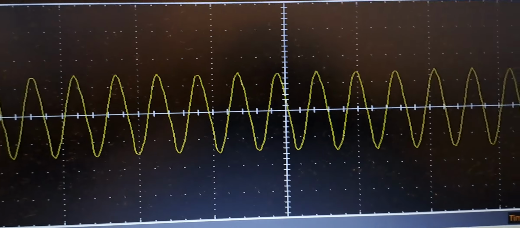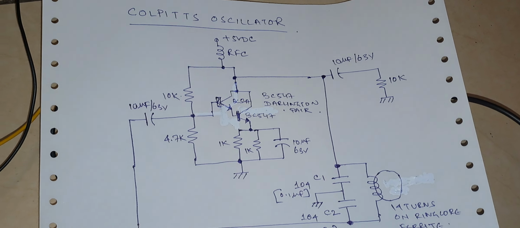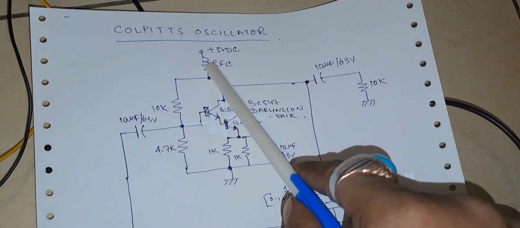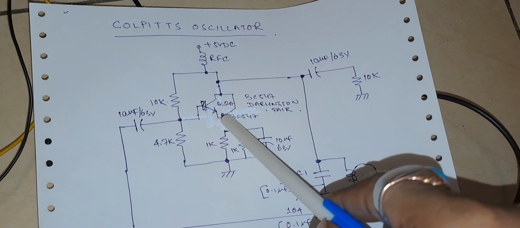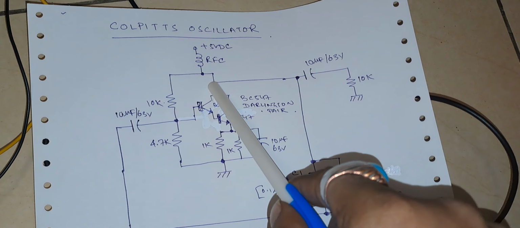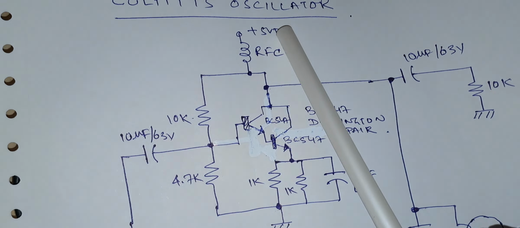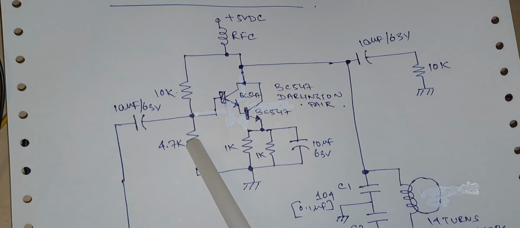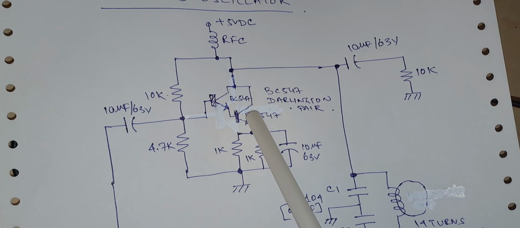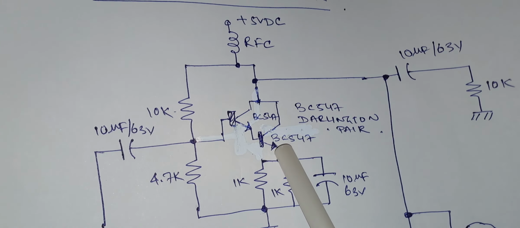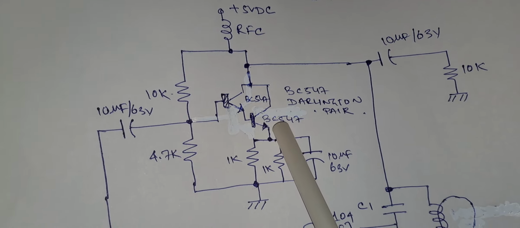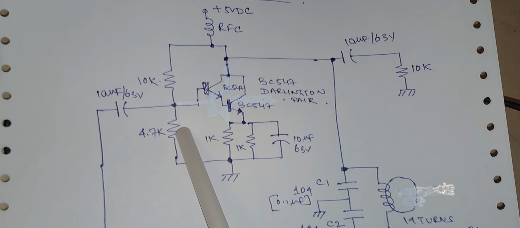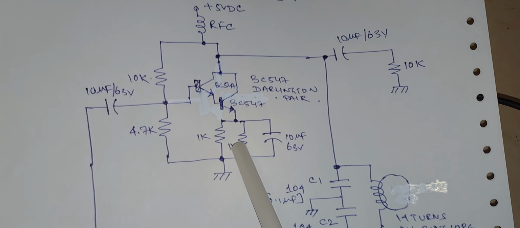Now I am going to describe the circuit. As you can see, this is the circuit diagram. Here you can see this is the RF blocking choke. Whatever high frequencies are generated here should not flow back to the power supply. My power supply is plus 5 volts DC. These are the biasing resistances. This is the connection of the two transistors BC547 connected in Darlington configuration. I am using here 10K, here 4.7K, and at the emitter 1K each.